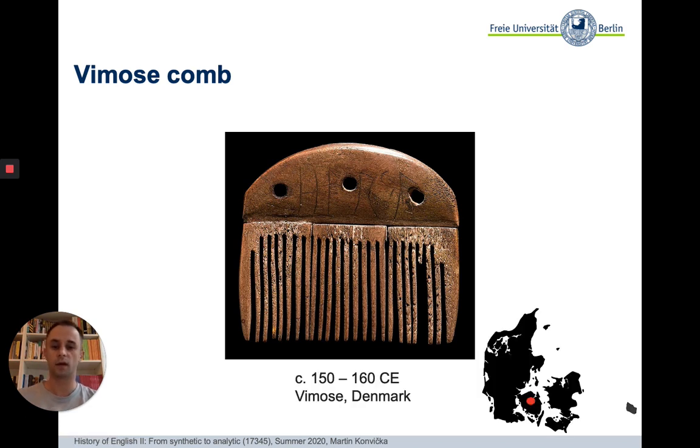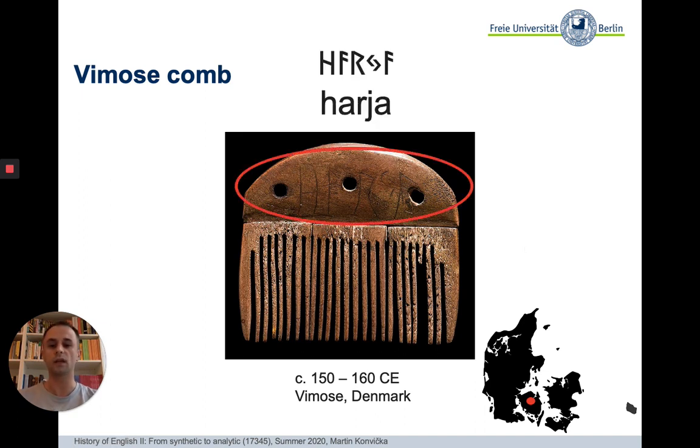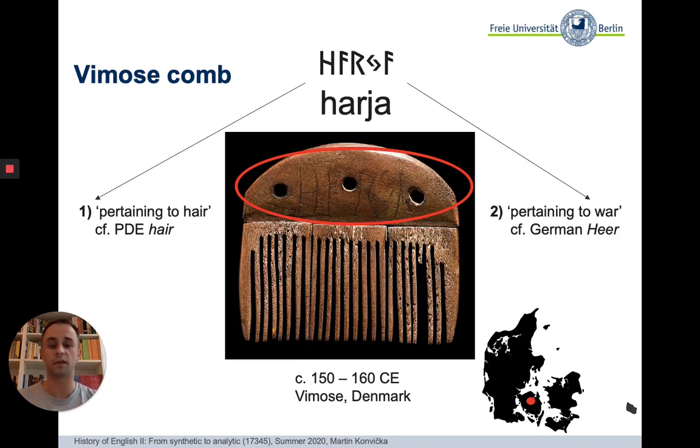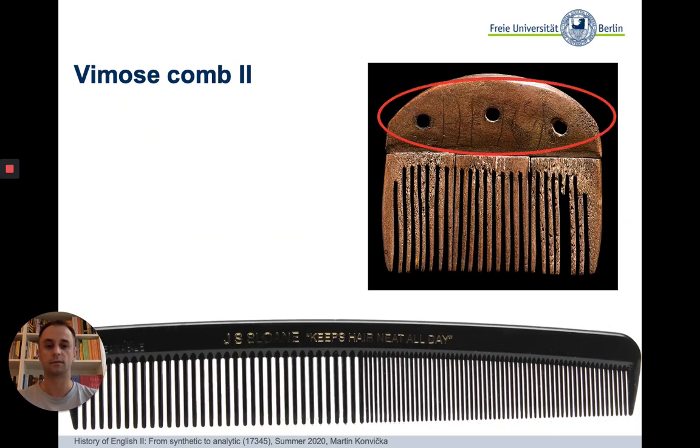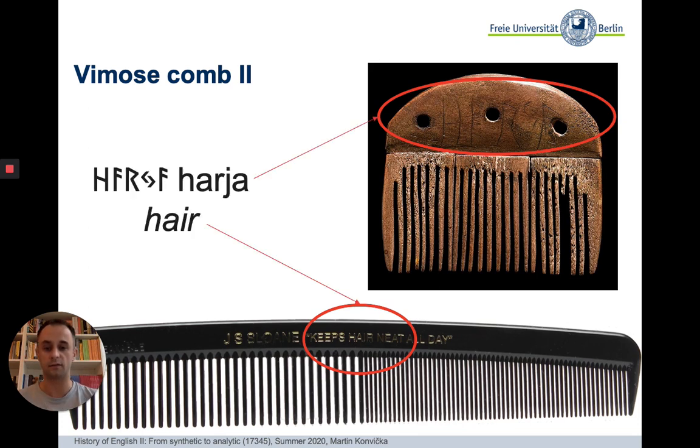This is one of the first documented objects bearing something written in a Germanic variety. In this case, the word haria, that probably means something like pertaining to hair, or something like pertaining to war, but given it's on a comb, the first variety, meaning the first option pertaining to hair, is probably more likely. Right? Hair in the 2nd century and hair in the 20th century. Haria.